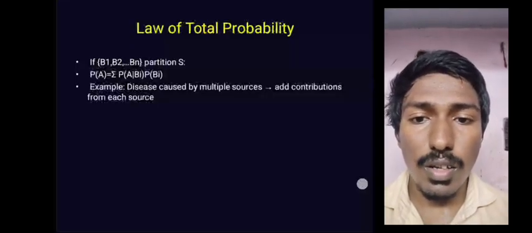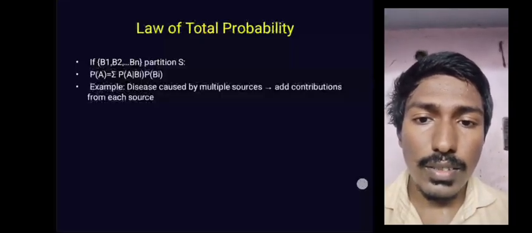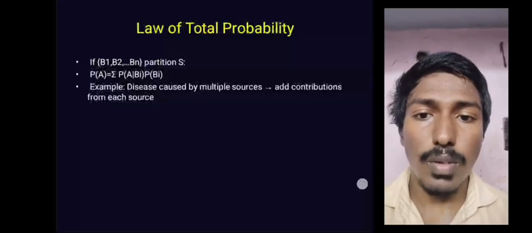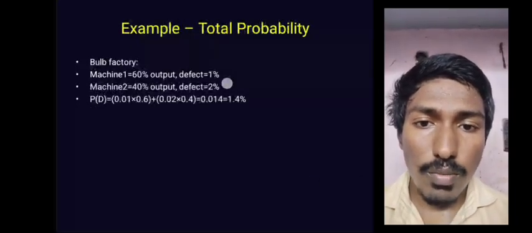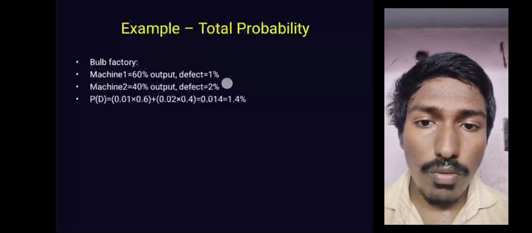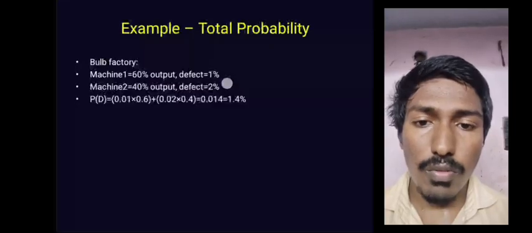This is helpful, for example, in a factory. Machine 1 has 60% of output and its defect rate is 1%. Machine 2 has 40% of output and its defect rate is 2%. We calculate P of D, and you see in the calculation the output is 1.4.